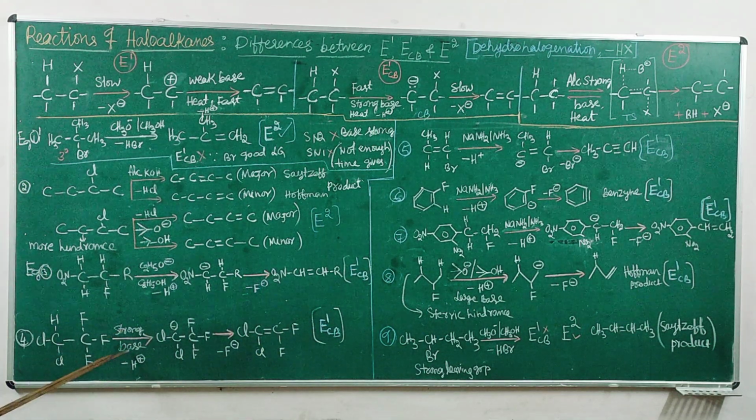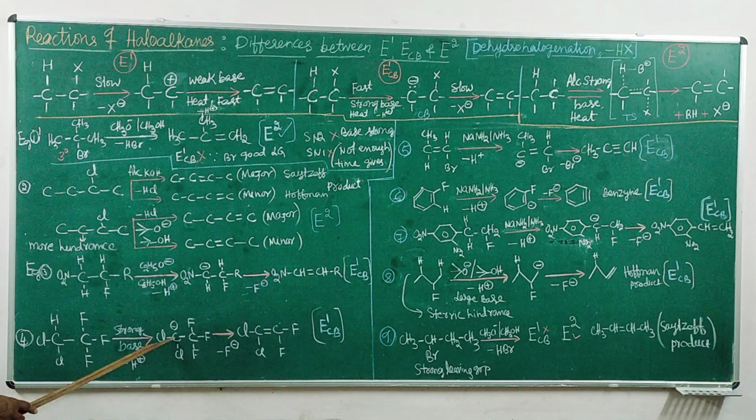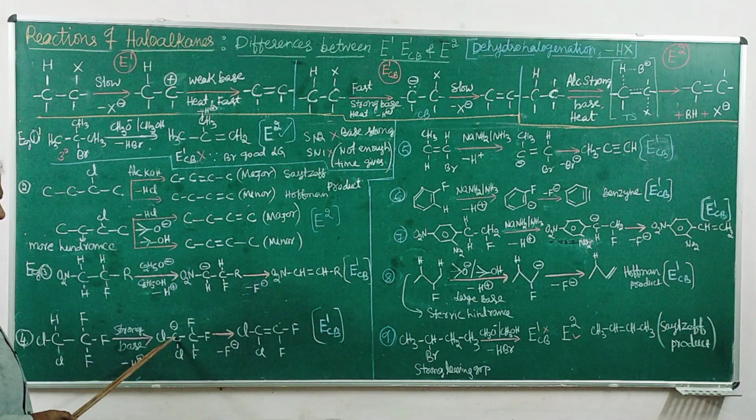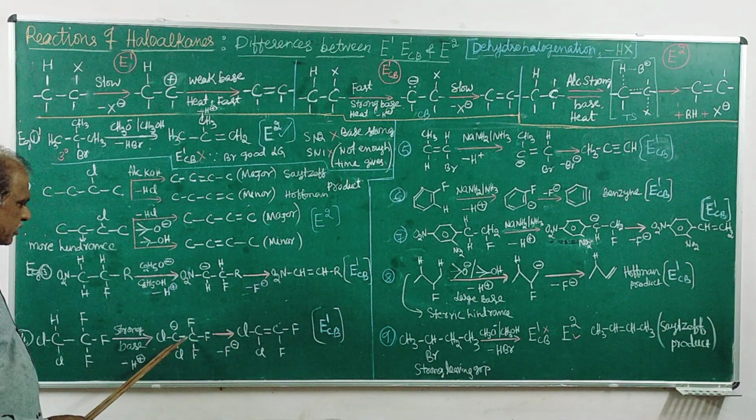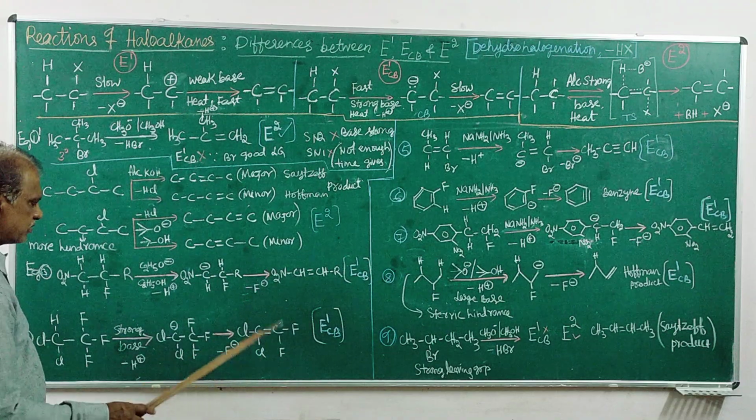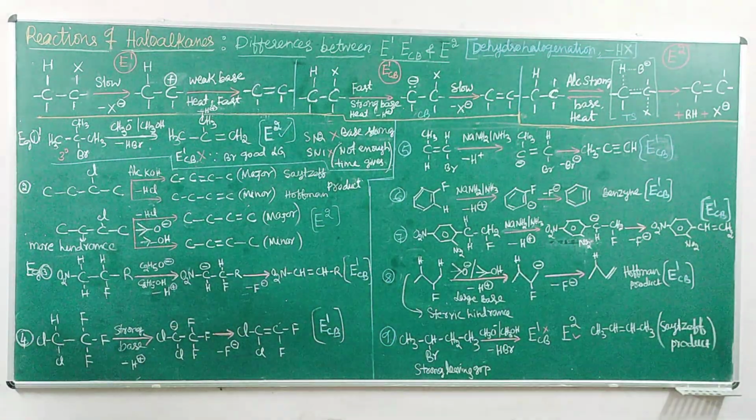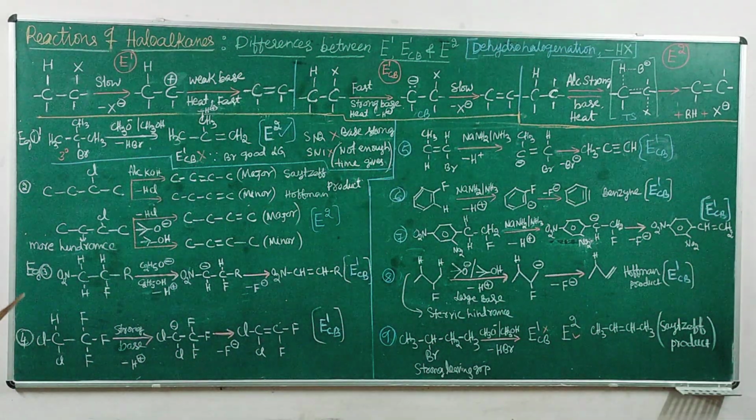So a strong base is there, a very strong base. First H plus removal, that is the conjugate base formation. Then this is removed, forming a double bond at this point. This is the compound formed, minus HF. E1CB mechanism. That is the fourth example.